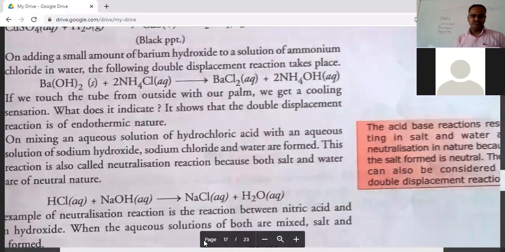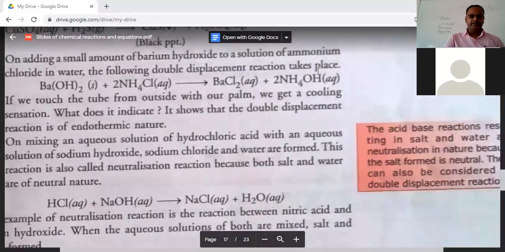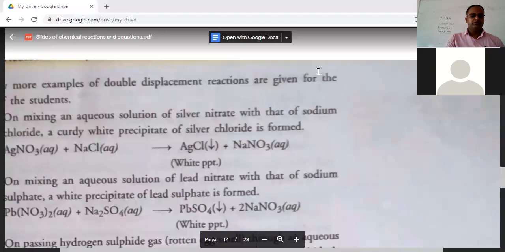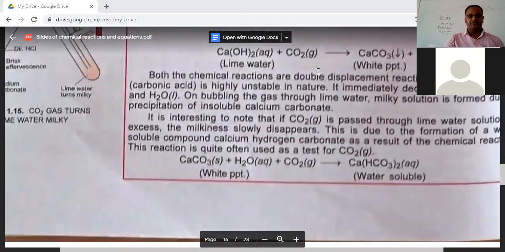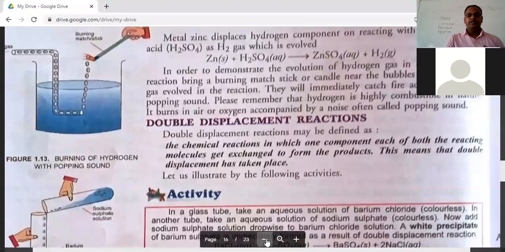Can you tell me, student, what type of reaction this is? The name of the reaction we will come to later on, but here also, definitely this is a displacement. Yes, you can see over here, it is a double displacement. Now, before going to this term, let us see what double displacement says to us.